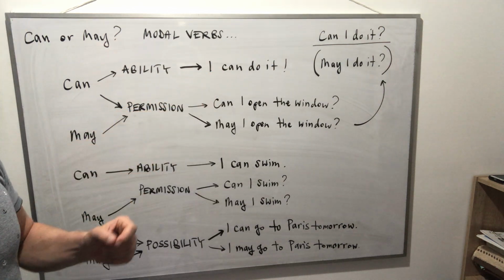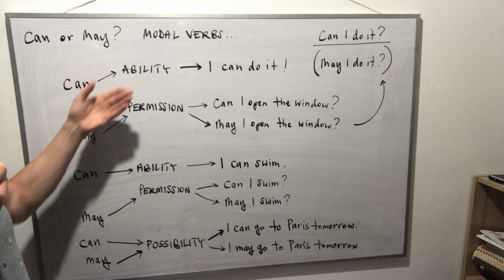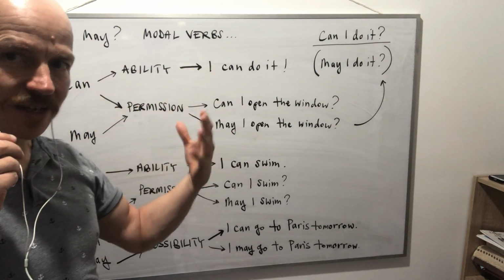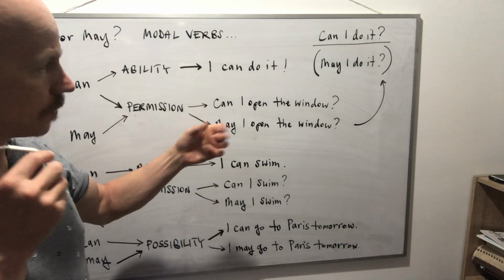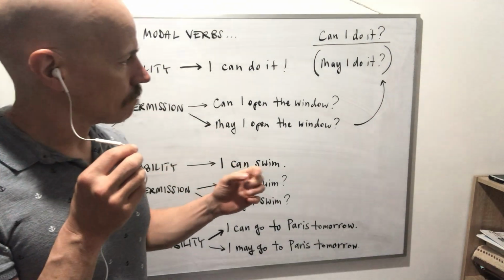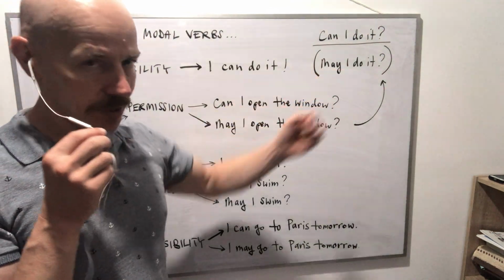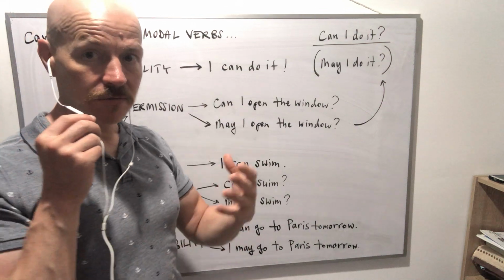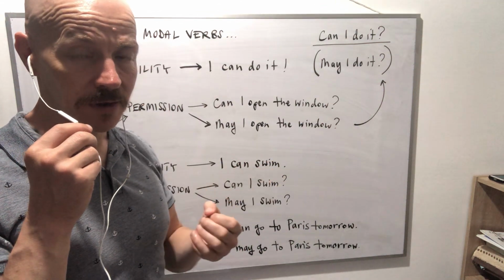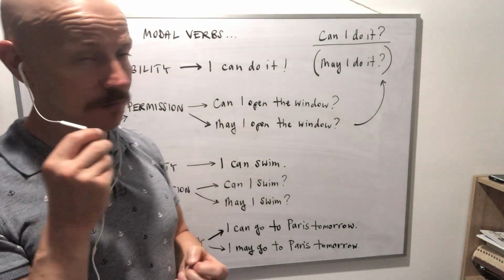Let's look at can I do it again. So I can do it. Okay, we're using can to express ability. I can do it. I have the ability to do that. I can, something I'm able to do. If I ask it as may I do it, I'm asking your permission to do that thing. So may I do it? Can I have permission to do that particular task?